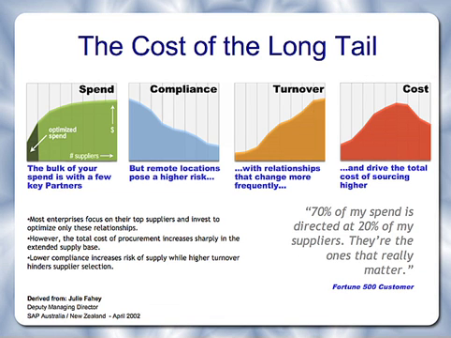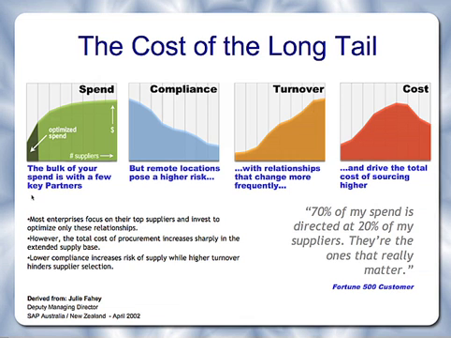Now, I'm going to emphasize the jargon is the long tail, but this is an SAP slide that I've taken it from, because they were looking at it more from a commercial viewpoint, saying that 70% of my spend is directed at 20% of my suppliers who are the ones that really matter. And the SAP's point is that, in fact, that's what it looks like, but it's not really true.